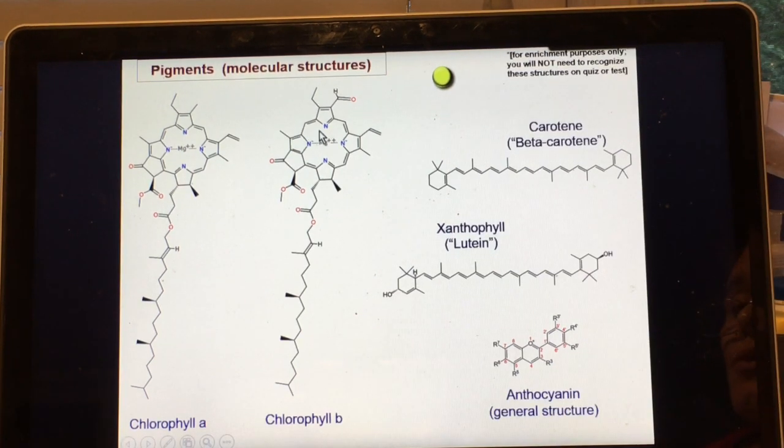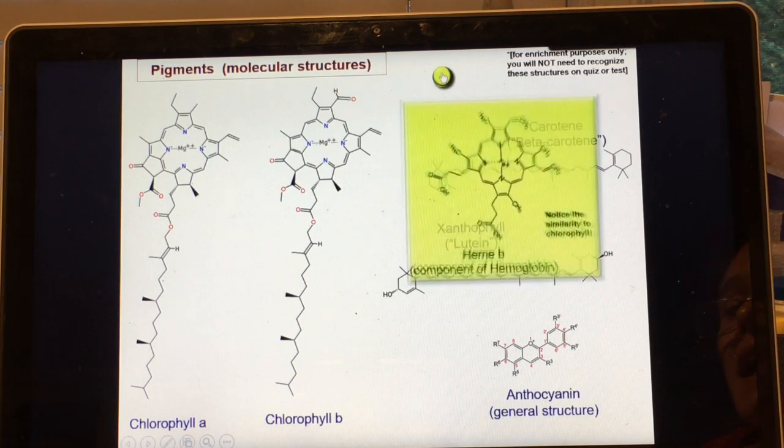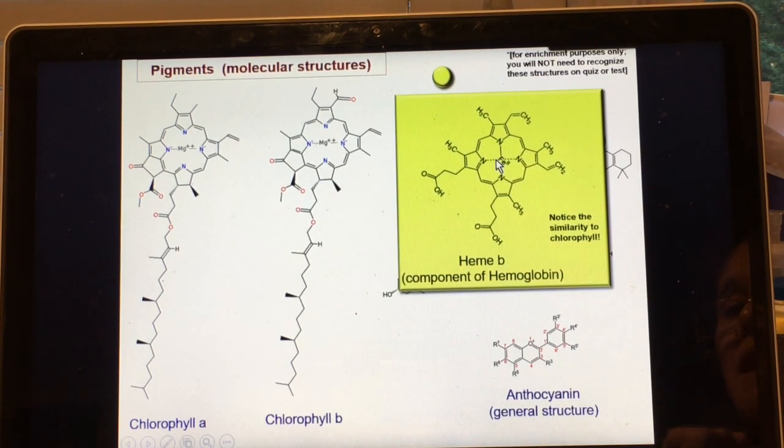And one of the really interesting things about chlorophyll A and B is this ring structure with the magnesium atom. That's actually where they pick up electrons. But if you look at this structure, this is the heme B, a component of hemoglobin, which is really, really similar in structure to the chlorophyll molecule. And its job is to carry oxygen, which is kind of fascinating.